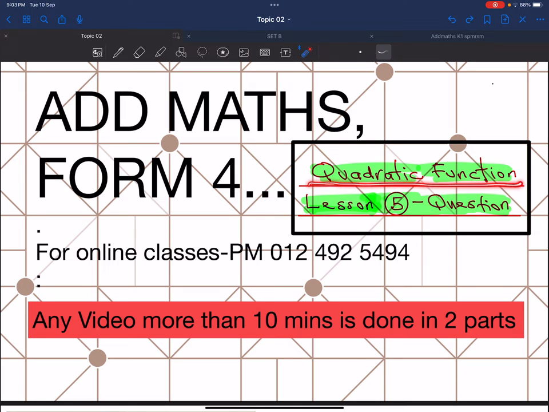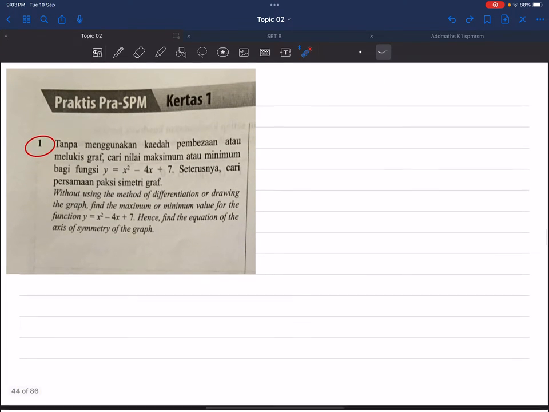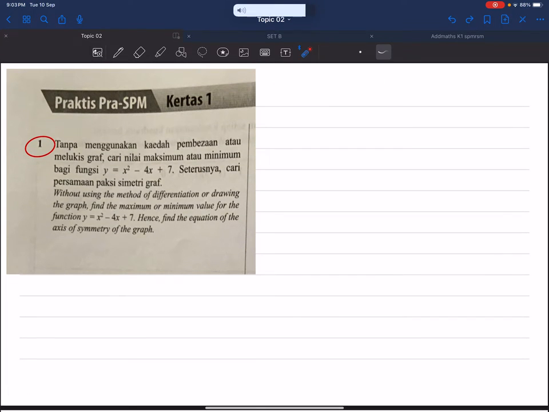Quadratic function, lesson 5. We do our first question. Step 1. Collect what is given without using method of differentiation. Differentiation is Form 5, or drawing the graph.